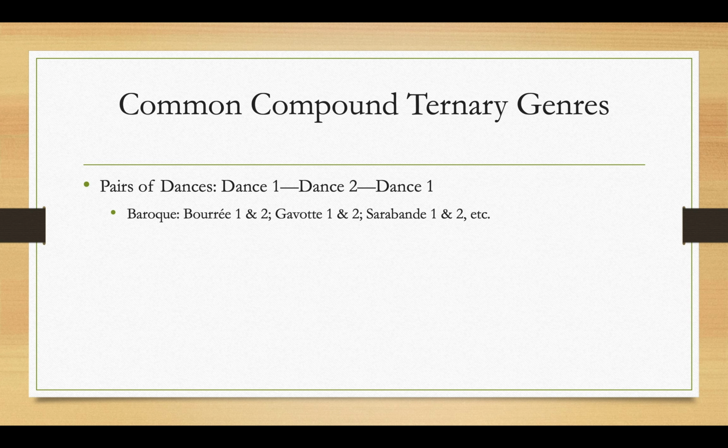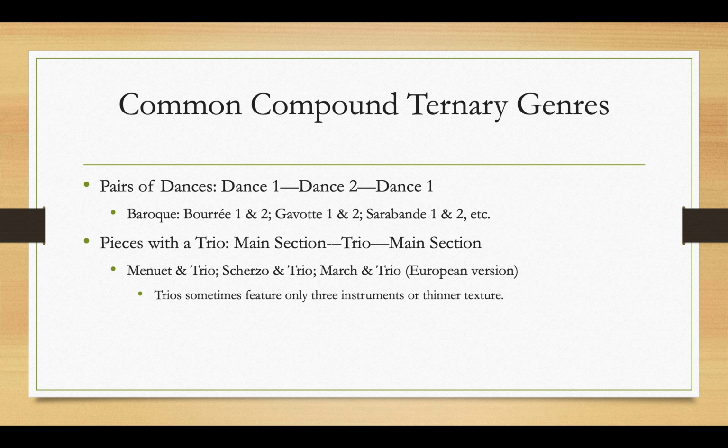for that A-B-A structure. Another place that you'll frequently encounter compound ternary forms is in anything that says that it has a trio. Now, this isn't a hard and fast rule, but this is a good guideline to go by. So, for instance, we're talking about pieces in which there's a main section, then a trio serving as that contrasting middle, and then a return to the main section. Common examples of this include the minuet in trio, the scherzo in trio, and the march in trio, especially when we're talking about a European march specifically.